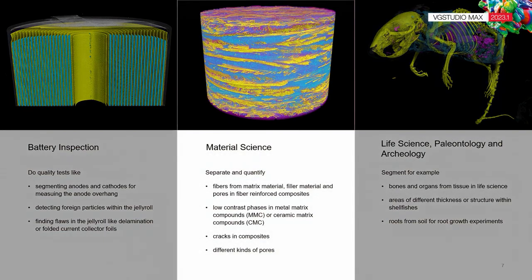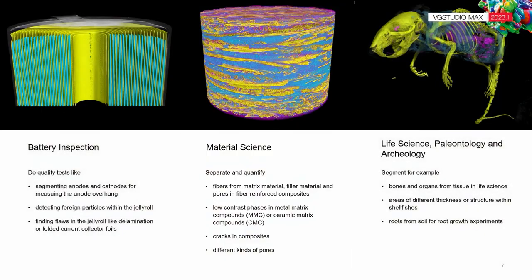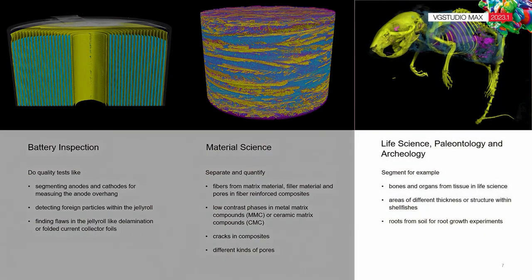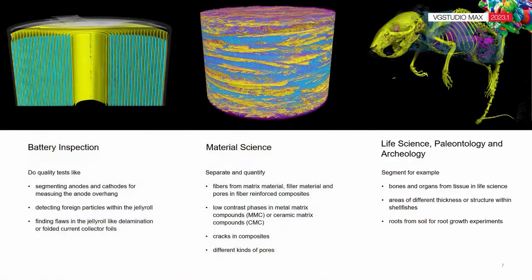In material sciences, it can be used to separate and quantify fibers from matrix material, filler material, and pores in fiber-reinforced composites. It can segment low-contrast phases in metal matrix compounds or in ceramic matrix compounds, cracks in composite materials, and different kinds of porosity in additively manufactured parts such as gas pores and keyholing within one sample. And it is useful for segmenting bones and organs from tissues, for segmenting areas of different thickness or structure in shellfish, and for segmenting roots from soil and root growth experiments.